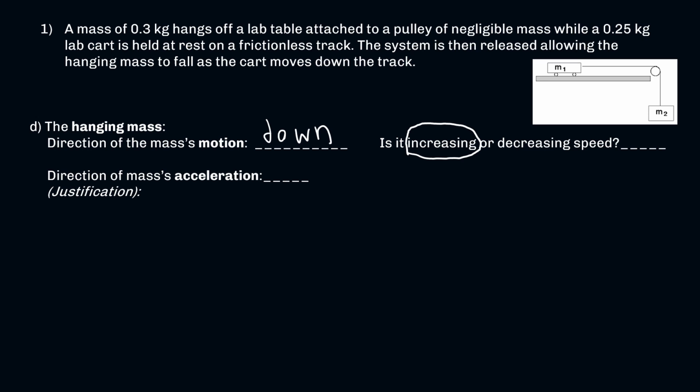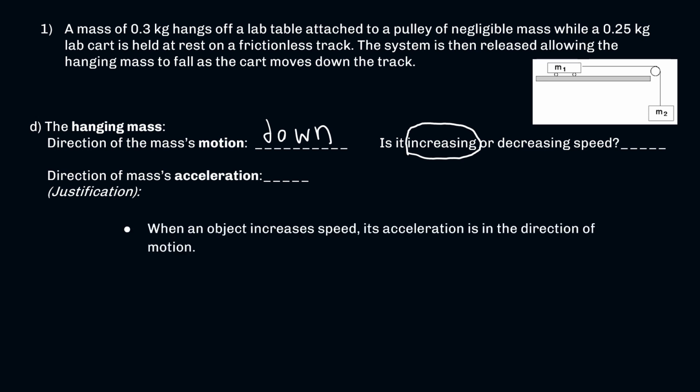I'm going to go with kinematics because I've already set myself up well for that. So we know the direction of the mass's motion is downwards and it's increasing speed. So we can start off with our fact of physics, or our evidence, that when an object increases speed, its acceleration is in the direction of motion. So that's going to be my evidence here.